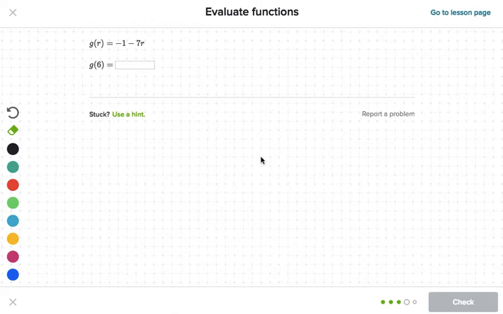So we're going to start our functions unit today. We're looking at Module 5 on Khan Academy. And the first skill you see here, evaluate functions, is quite a basic introduction to it.